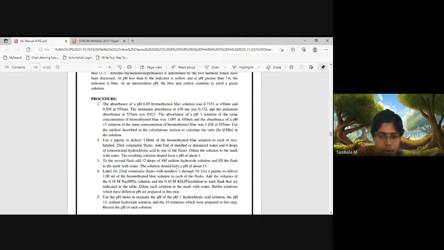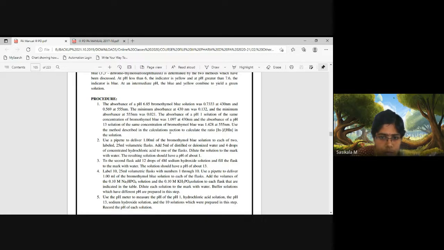0.1%. That solution of 1 ml we need to add in each 25 ml volumetric flask containing your buffers, either potassium dihydrogen phosphate or disodium hydrogen phosphate. Then add 5 ml of distilled or deionized water to it. So 1 ml bromothymol blue, then 5 ml distilled water, then 4 drops of concentrated hydrochloric acid to one of the flasks. Only one flask we need to add 4 drops of hydrochloric acid. Dilute the solution to the mark with water. The resulting solution should have a pH of about 1. It is to prepare the pH 1 solution.